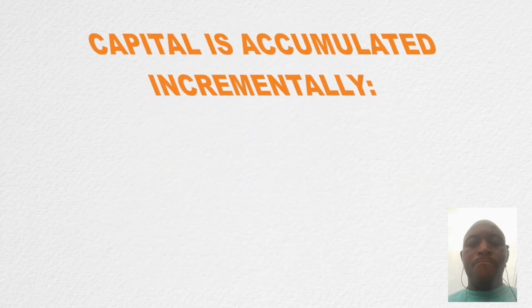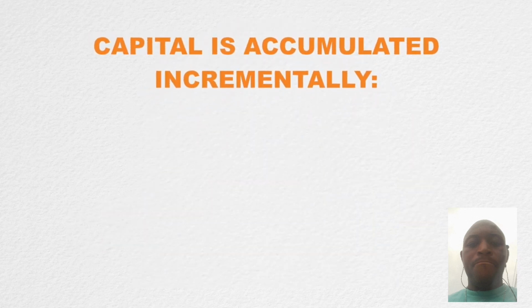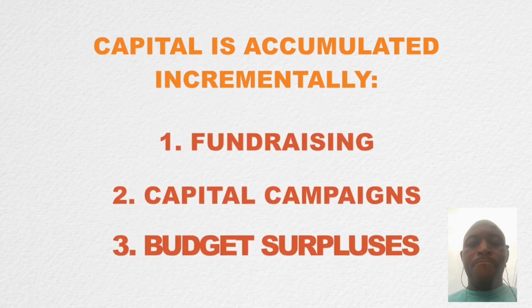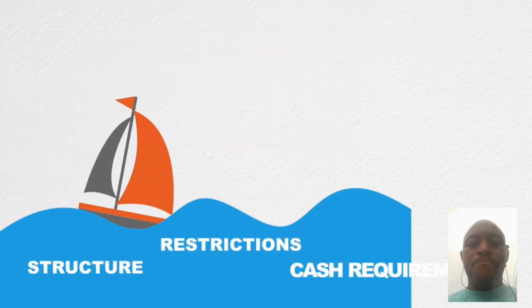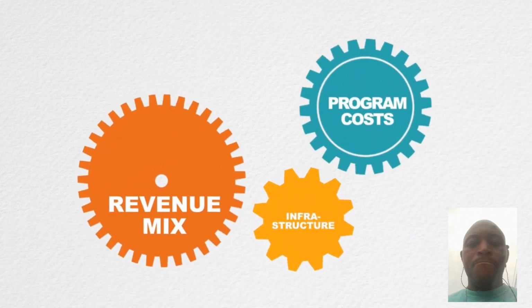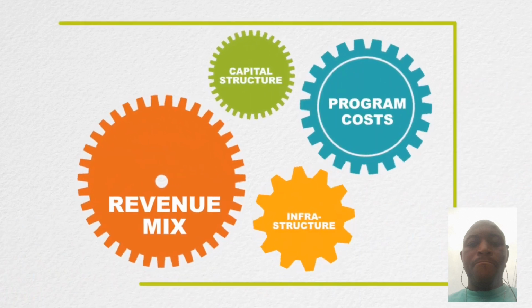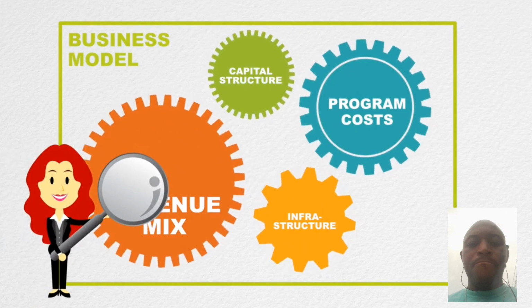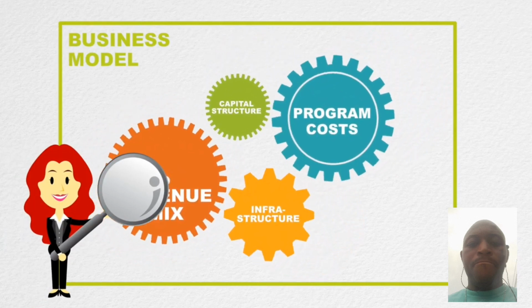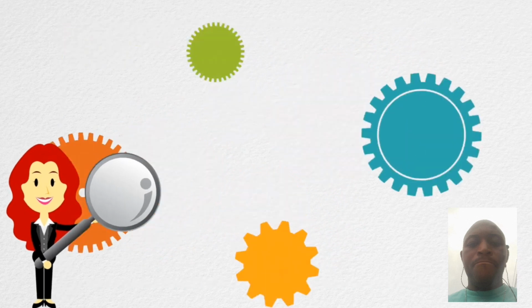At nonprofits, capital is often accumulated incrementally through fundraising, capital campaigns for buildings and endowments, and budget surpluses in the good years. The structure, restrictions, and cash requirements of your capital have a big impact on financial flexibility and cash flow. Once you have assessed your current operating model, you'll be in a better position to diagnose any critical weaknesses. With this knowledge, you'll also be able to forecast and plan a structure that will address the weaknesses and be effective in the future.